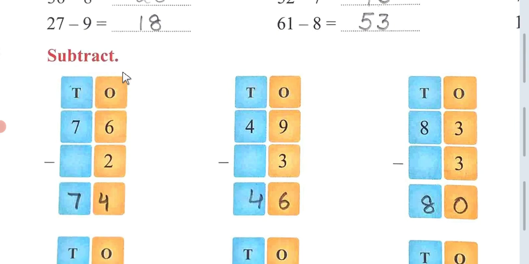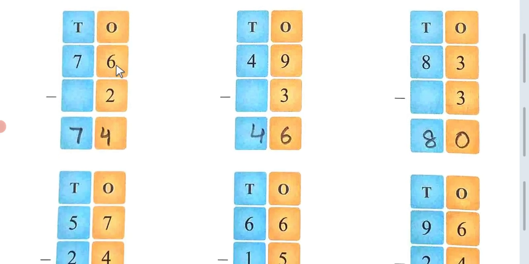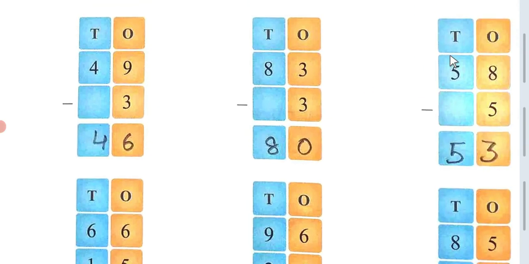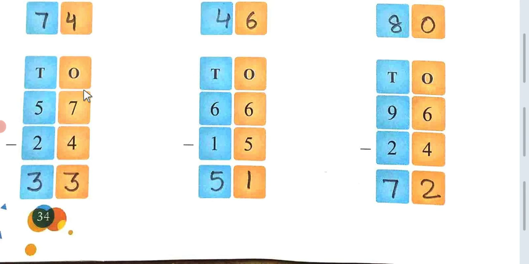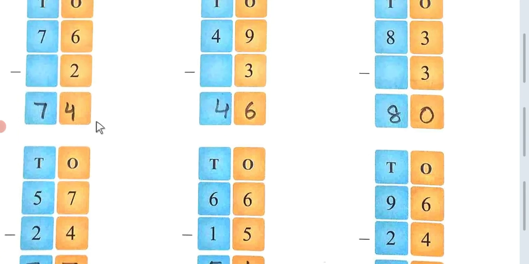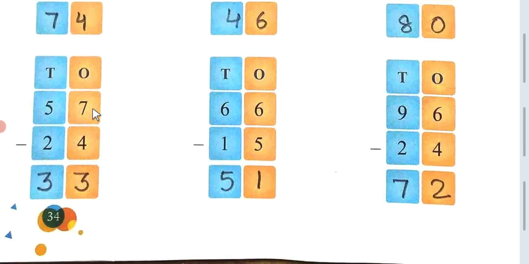subtract. And now please see it carefully. 6 minus 4 is 2 and 7 will come as it is. 9 minus 3 is 6 and 4 will remain as it is. 3 minus 3 is 0 and 8 will come as it is. 8 minus 5 is 3 and 5 will come as it is. Now see, 2-digit number. Here we have done 1-digit number, subtracted 1-digit number. Now 2-digit number. You see here.